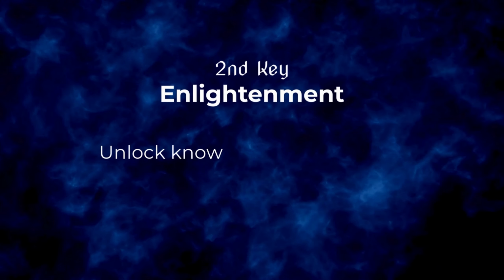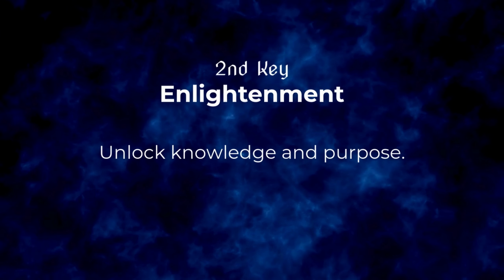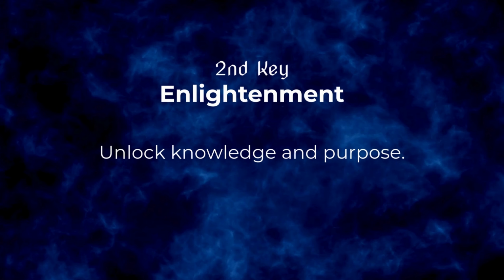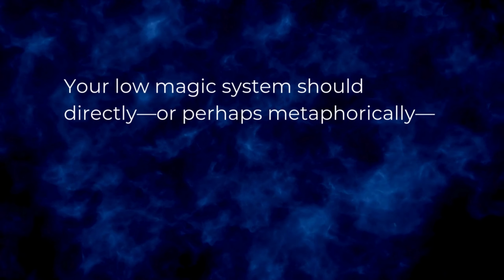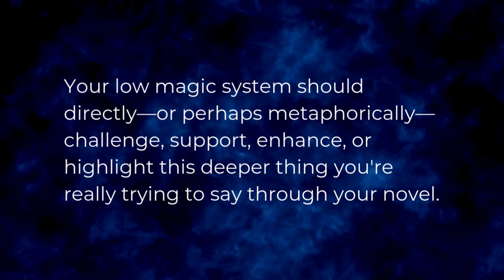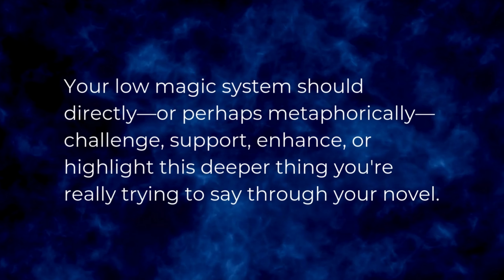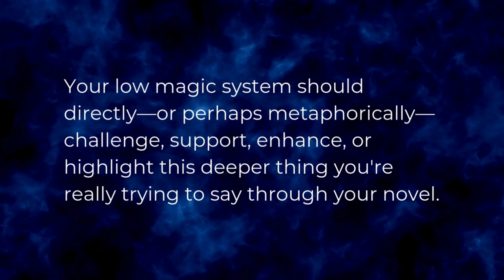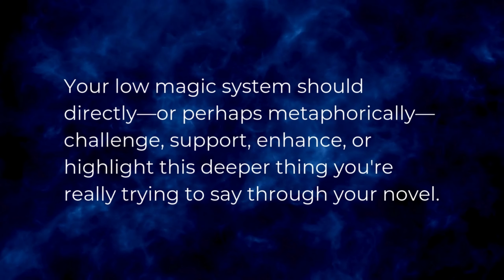The Key of Enlightenment addresses how readers subconsciously want to learn something deeper from your story's thematic truths, gaining insight about this truth through your character's arc of change. This is super important because this arc for your character is what you need to craft any magical system you incorporate into your novel to serve. Think about it like this. Your low magic system should directly, or perhaps metaphorically, challenge, support, enhance, or highlight this deeper thing you're really trying to say through your novel.